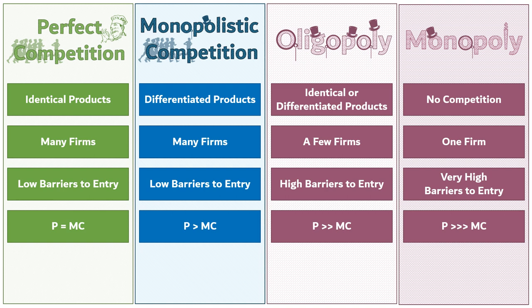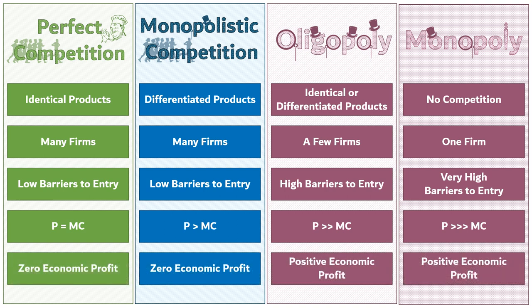And our last feature is about the profit earned in each industry. Since they have many firms and low barriers to entry, firms in perfect competition and monopolistic competition will see zero economic profits. At least they will in the long run. It's possible for firms in these industries to experience positive economic profits, but over time, competition will eat into those until they fall to zero.